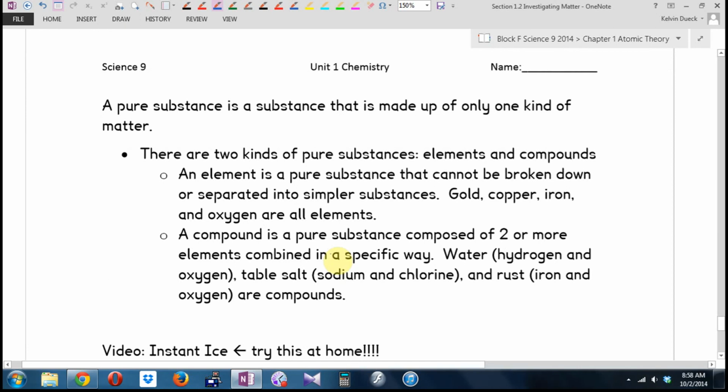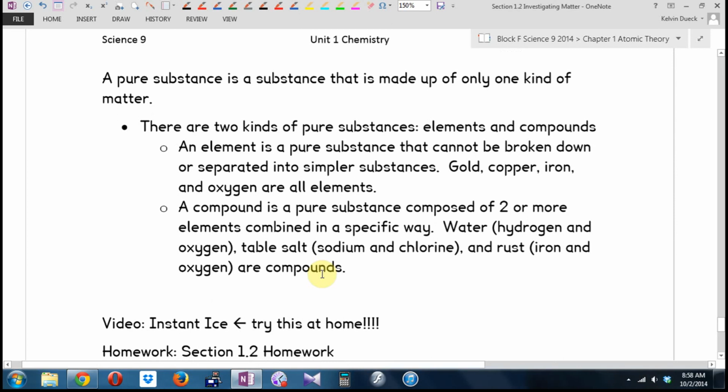A pure substance is a substance that is made up of only one kind of matter. There are 2 kinds of pure substances, elements and compounds. We're going to be learning this year. So an element is a pure substance that cannot be broken down or separated. Elements are what you see on that big poster behind Tristan on the wall. That's the periodic table of the elements. That's the alphabet of the universe. Everything in the universe is made up of those.